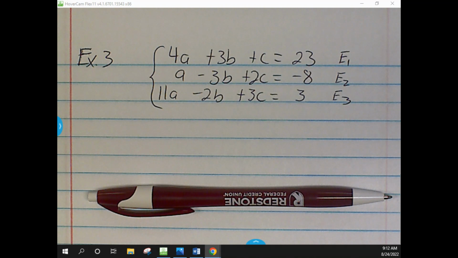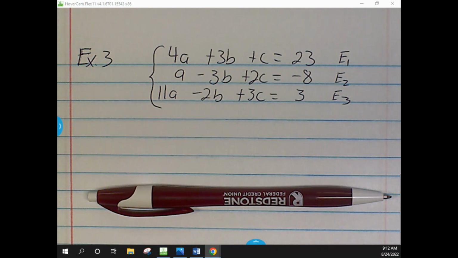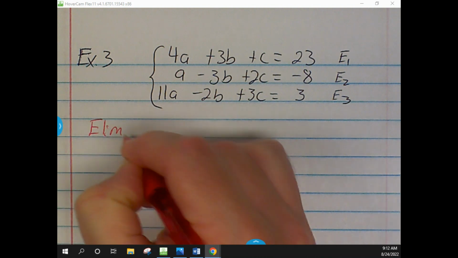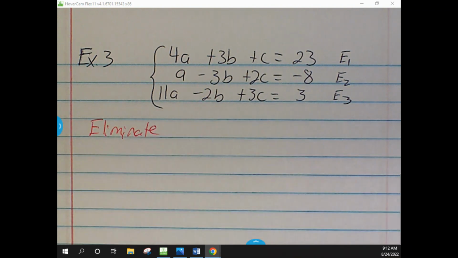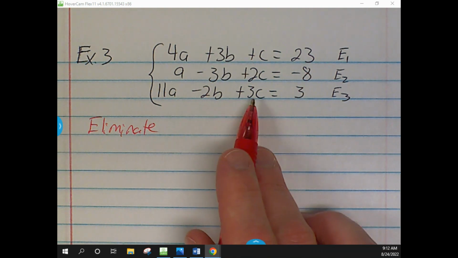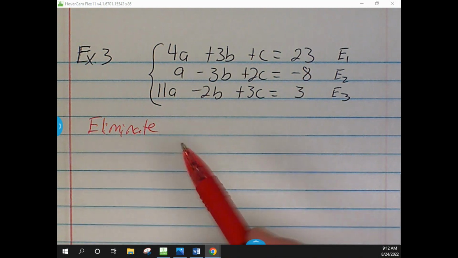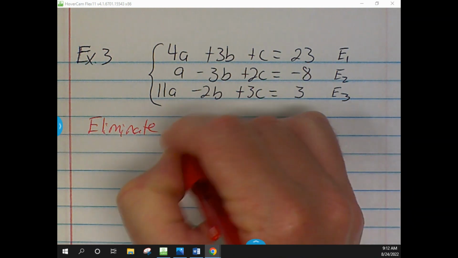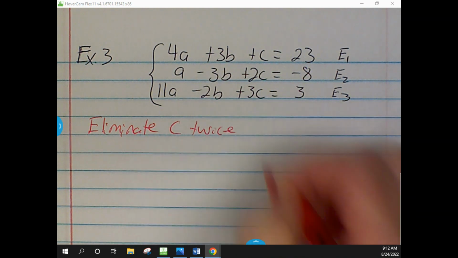So does anybody got a preference? Anybody want to get rid of a or c? All right, I'm hearing C. Got another C over there on the other side of the room. All right, so let's get rid of C. Again, there's no right or wrong for the first one you have to get rid of. You just have to pick the one you think is the easiest. So some people may look at C and think, I think C is easier, and some people may say, all right, I think A is easier. It doesn't matter. Just pick one and go with it. So we're going to eliminate C twice.